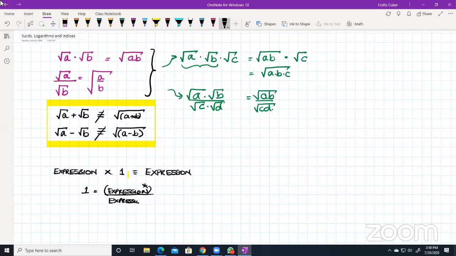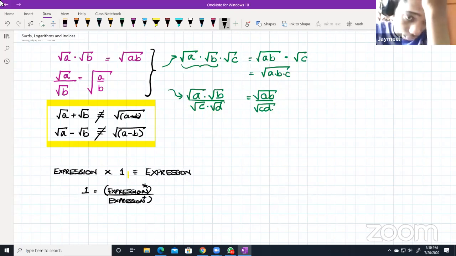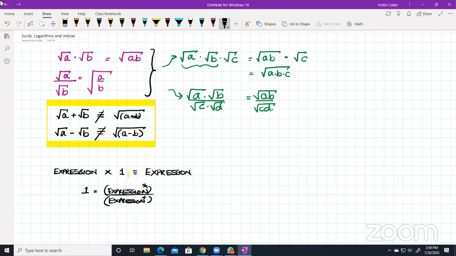Anything divided by itself will be 1, granted that the expression isn't 0. Granted that expression, whatever it is, cannot be 0. So 0 over 0, in other words, is not 1. It cannot be equal to 0. Right? 0 over 0 is not 1, so you can't use that. But any expression divided by itself will give you 1. So we use that.